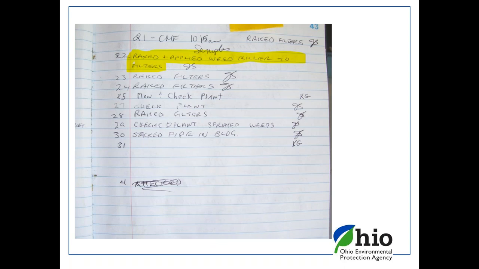This one we highlighted. It's another kind of a bad example. There are no times on this one. And then raking and applying weed killer to filters. Ohio EPA does not recommend that you put weed killer on sand filters. I know it's done, but it's not something we would recommend that you do. But there are no times on this one, nor do we really know what month we're in unless it's written at the top and cut off here.